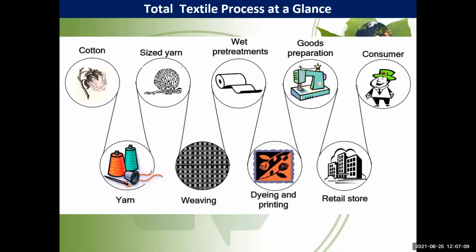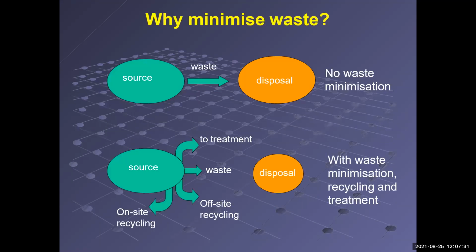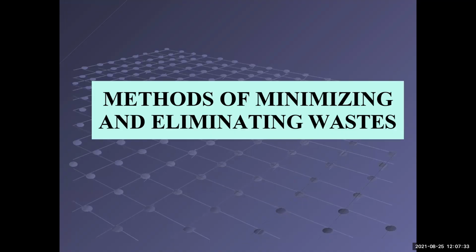And the total textile process at a glance. This is the cotton, sisal, warp, weft, pre-treatment, goods preparation, consumers. This is weaving, dyeing, and printing, retail store. This is the total textile process at a glance. And the methods of minimizing and eliminating waste.